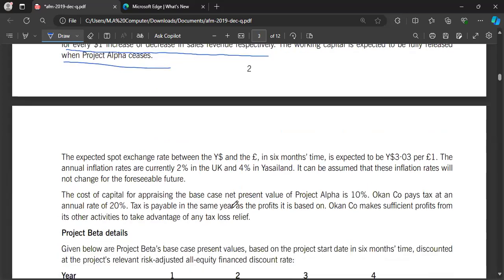Now, the expected spot exchange rate between YS and pounds in 6 months' time is expected to be 3.03 per pound. Why, guys? Because the examiner is confusing you. The examiner is telling you that you are importing a component from the UK. So what will happen? You have to convert the pounds into the home currency. That's why the examiner has given you the spot rate.